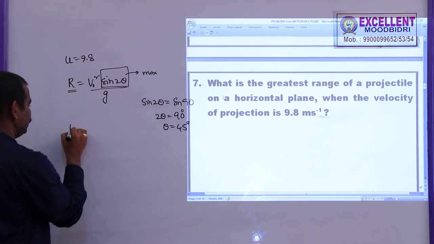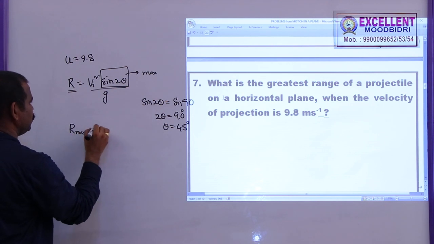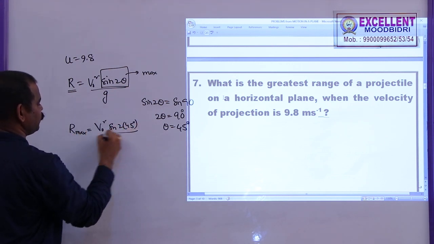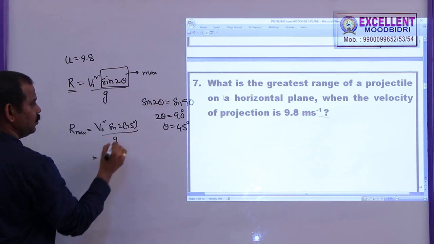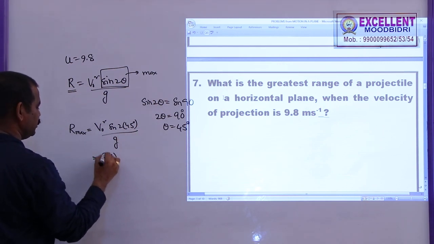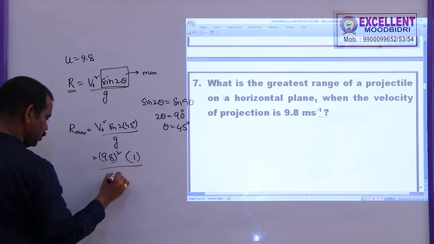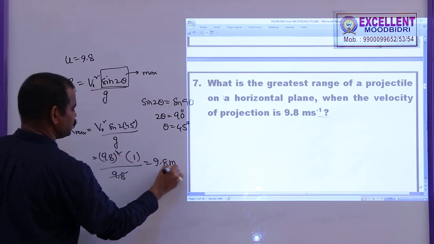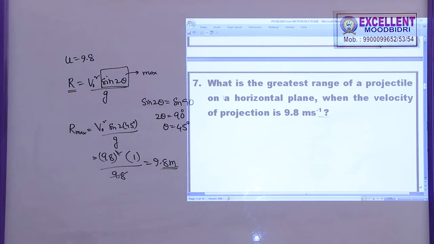So now you can write the maximum range is equal to v0 square sine 2 into 45 by g. v0 is equal to 9.8, whole square. This value is 1, by 9.8. One cancels. The maximum range in this problem is 9.8 meters only.